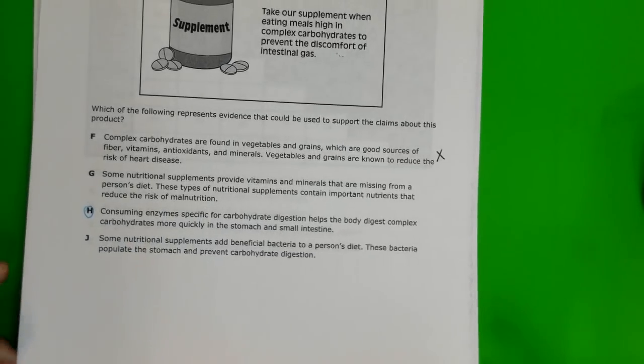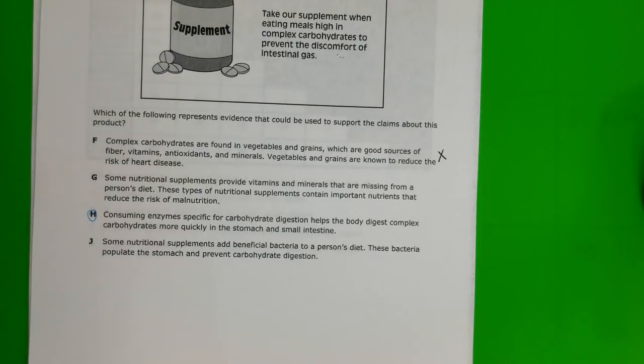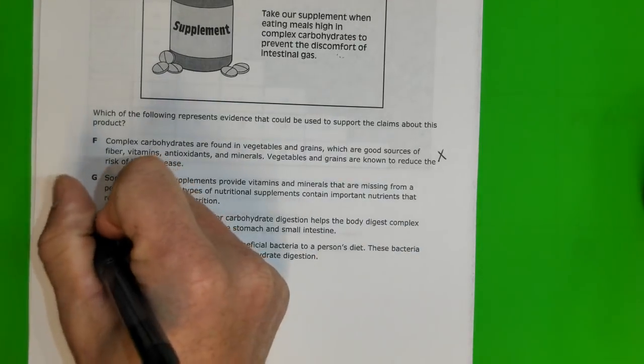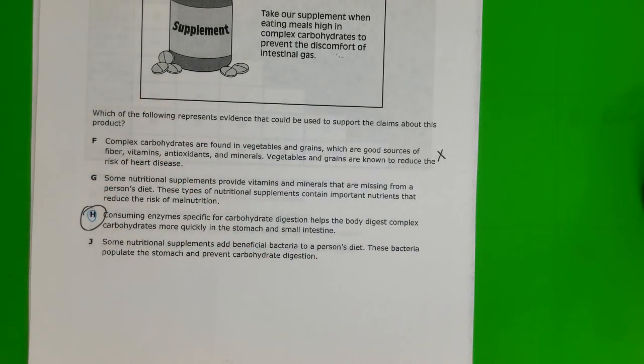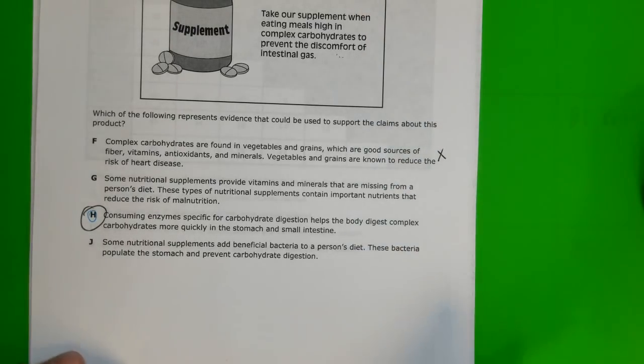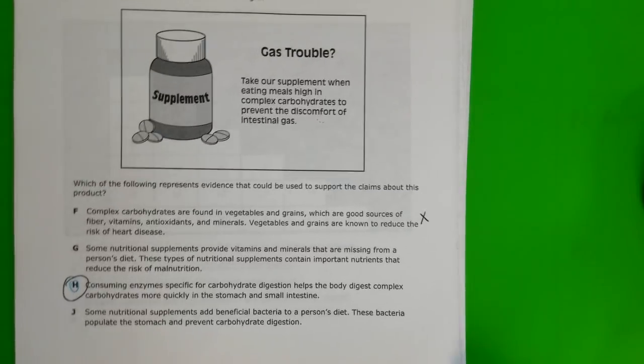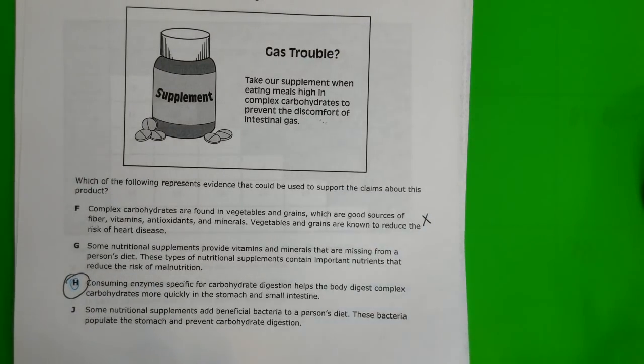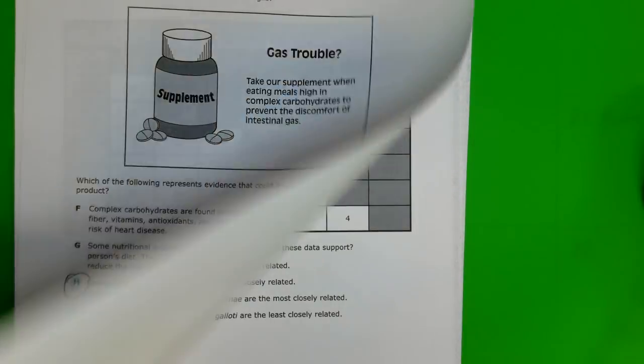The only letter choice that makes sense is letter H, because consuming enzymes specific for carbohydrates helps the body digest. This mentions digestion up here. It mentions digestion in our answer choice. So by comparing the two and looking at the two like words in the question and the answer, we come up with the answer of H.